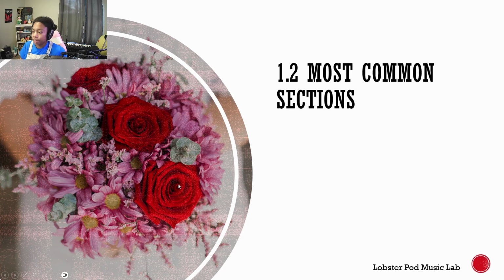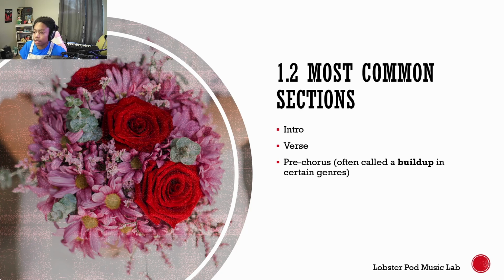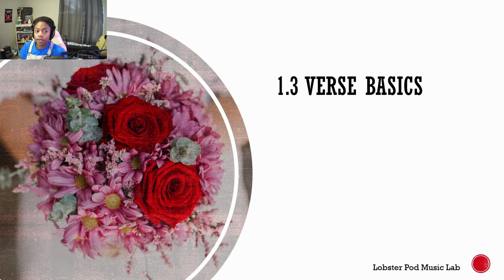So here are some of the most common sections that you'll see when it comes to arranging a song. You'll see a verse, intro, pre-chorus, which is often called a build-up in certain genres like electronic dance music. Then you've got your chorus, your bridge, and your outro. In this course, we'll mainly be covering the verse and the chorus.